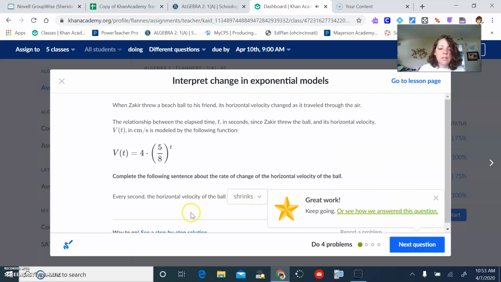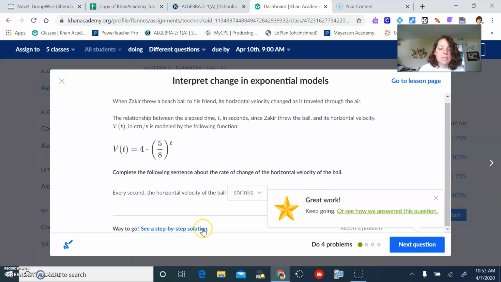If you get confused on any of these, remember you can hit see a step-by-step solution or how we answered this question, any of these things. Go to the lesson page and there's videos, there's lots of options.